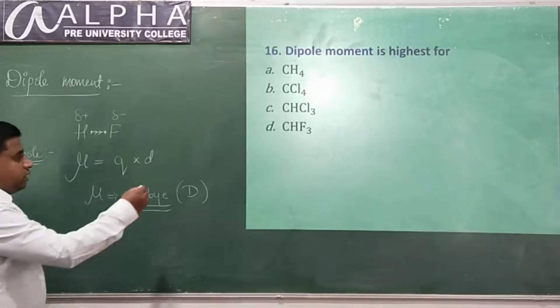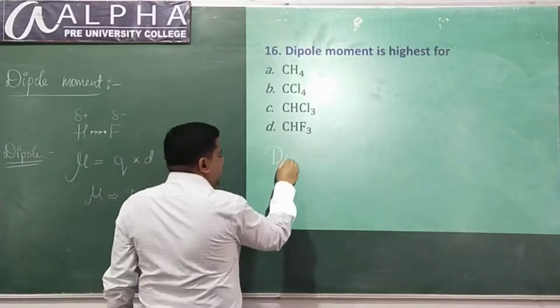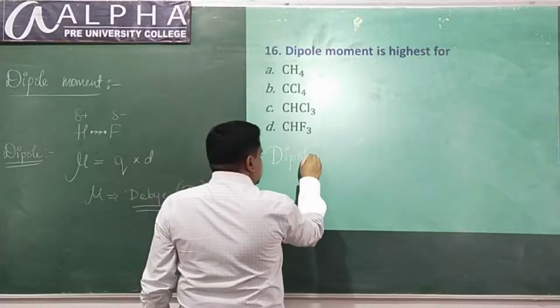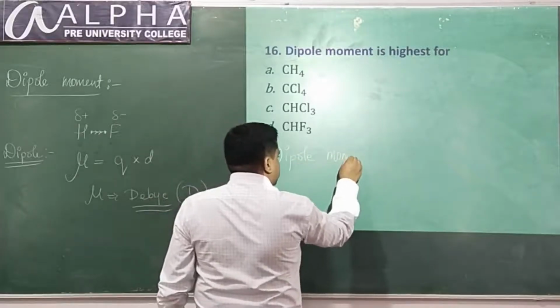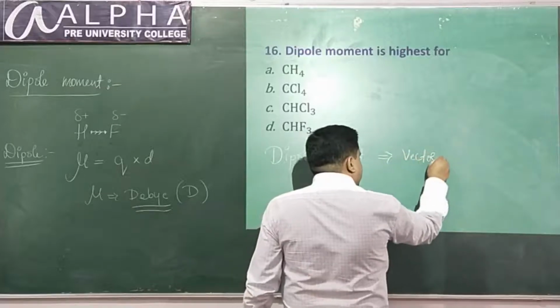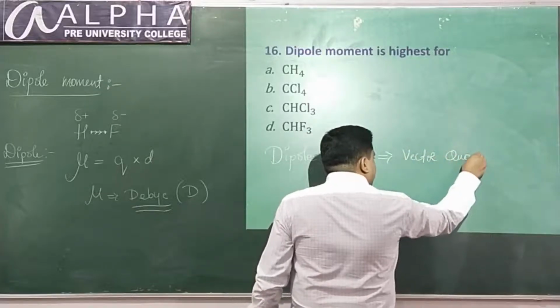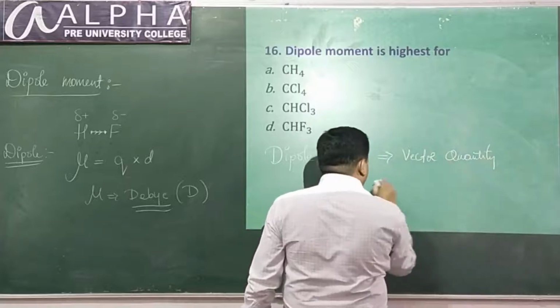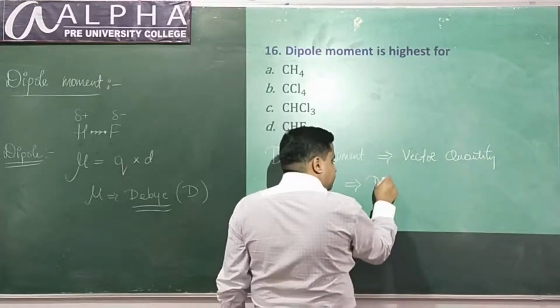See, dipole moment is a vector quantity. What do you mean by vector quantity? It has both direction.